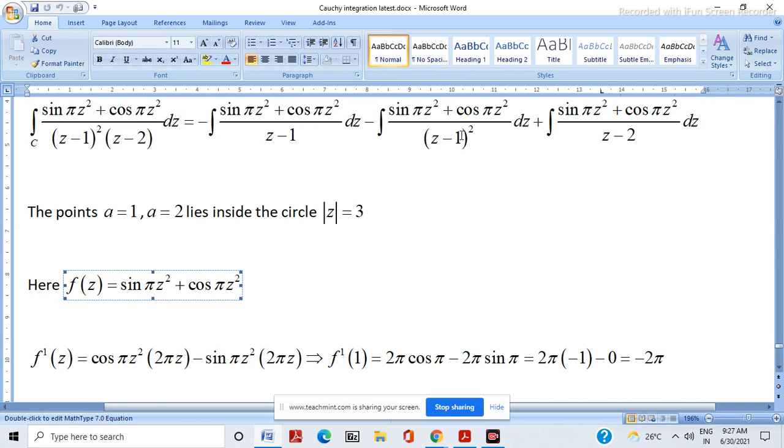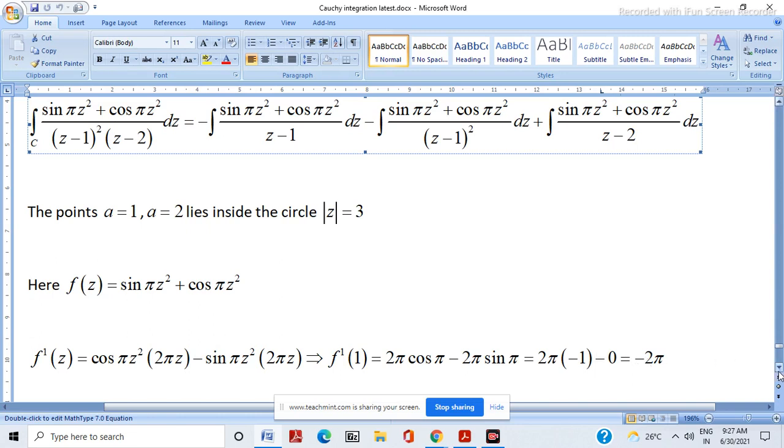Then which value should we find out? f dash of 1. Then f dash of 1, what do you get? 2 pi cos pi minus 2 pi sin pi. But sin pi we know is 0, cos pi is minus 1. Then what do you get? 2 pi into minus 1, that means minus 2 pi.